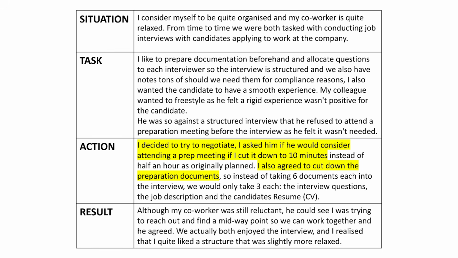But the best part of the end of the answer is here, where you said, I quite liked a structure that was slightly more relaxed, which is brilliant to use in your own answer. So if you can include multiple suggestions, steps or strategies that you used to deal with the conflict, that's a bonus. But even better is what you learned.